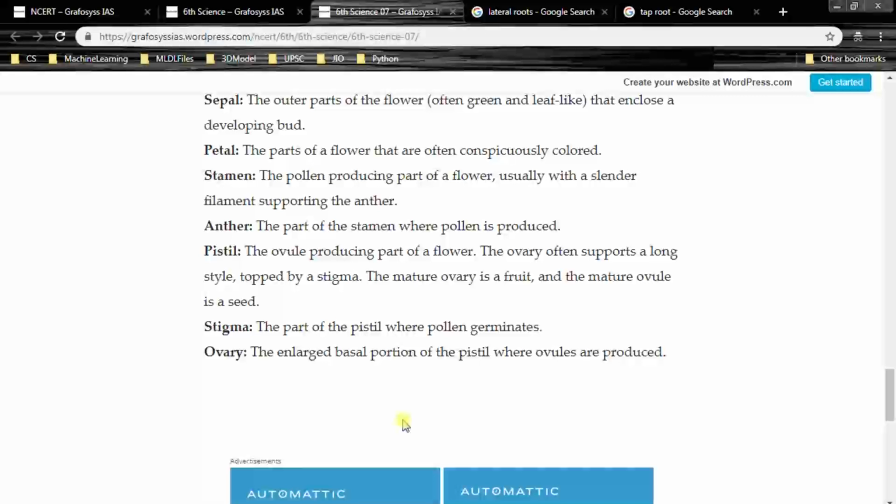So these are the things which are hardly asked in previous exams. Still we have to read it once. It may help. So this is the end of the chapter.